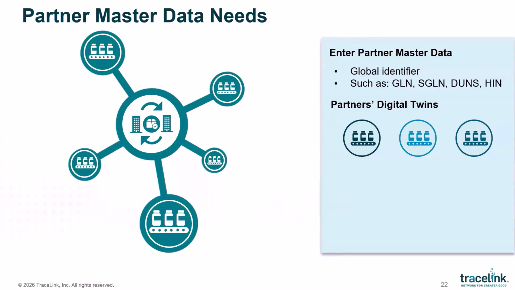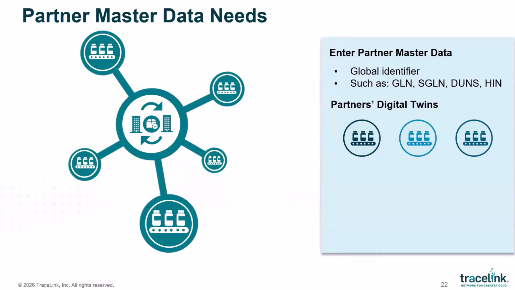Remember that just as TLU owner has its own digital twin, TLU partner also has a digital twin, and the global identifier ensures that you connect to the correct entity. Think of the global identifier as the digital address of TLU partner on the TraceLink network.